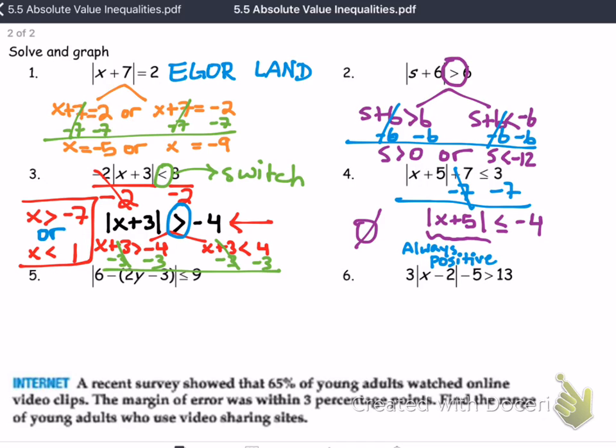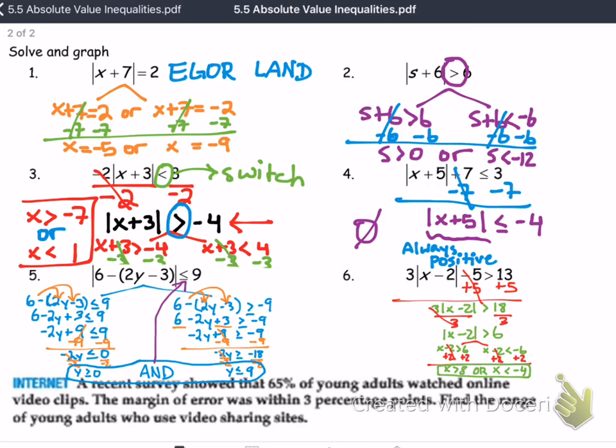And so what I'd like you to do is try numbers 5 and 6 on your own, pause for a little bit, and then after you are done, you can unpause it, and then I will display the answers for 5 and 6. There are your solutions for numbers 5 and 6. Number 5 started off with a less than, so it is an and. Number 6 started off with a greater than, so it is an or. If you need to repeat that stuff, you can go back and watch those examples again.